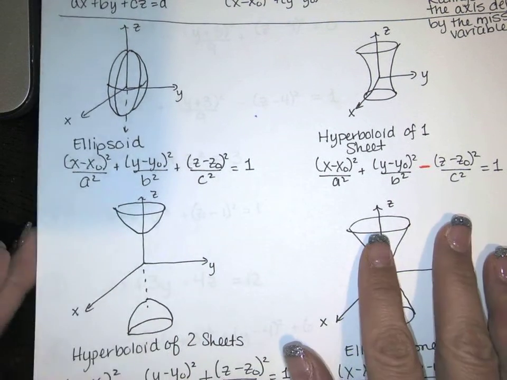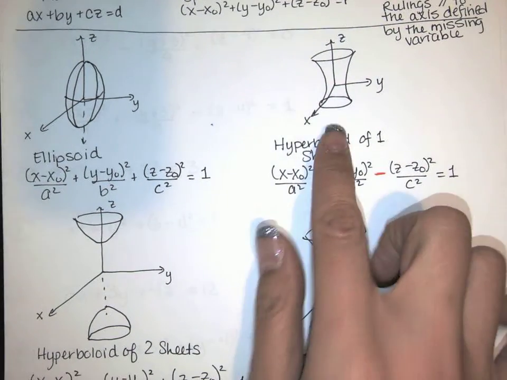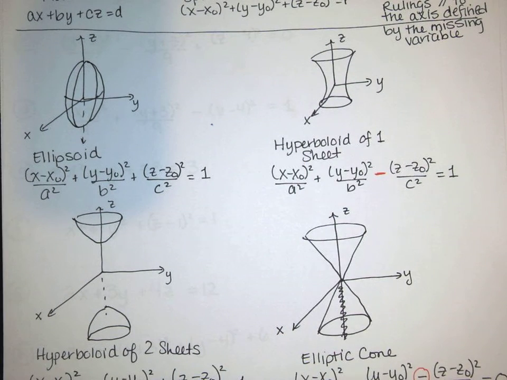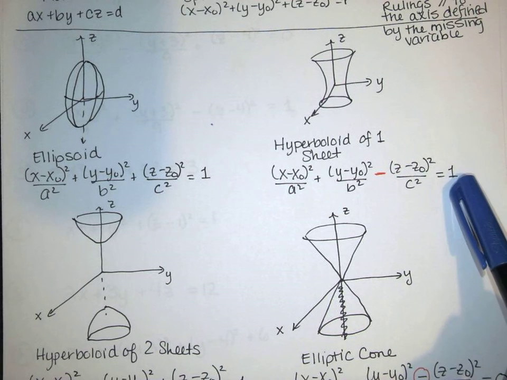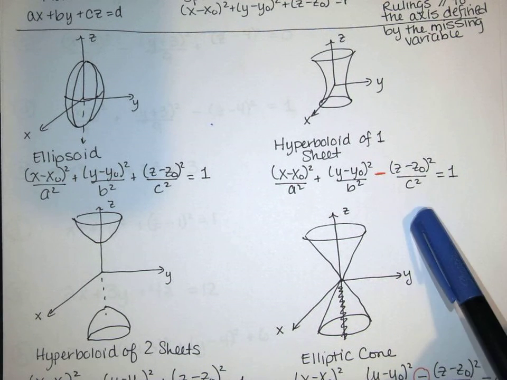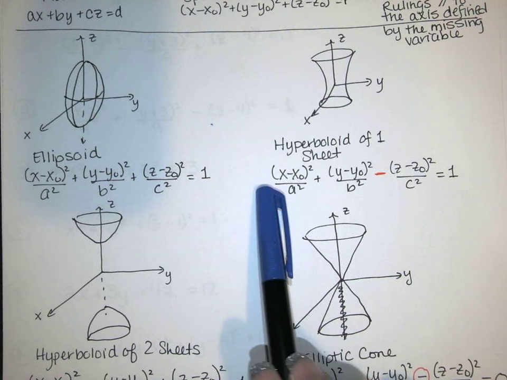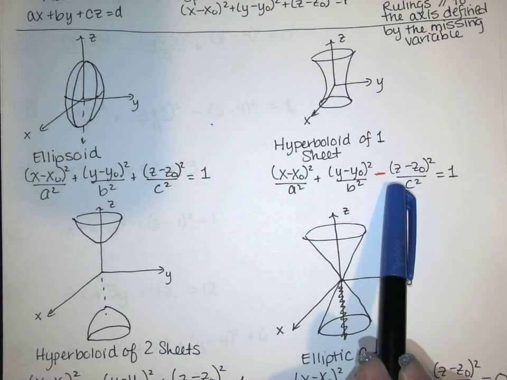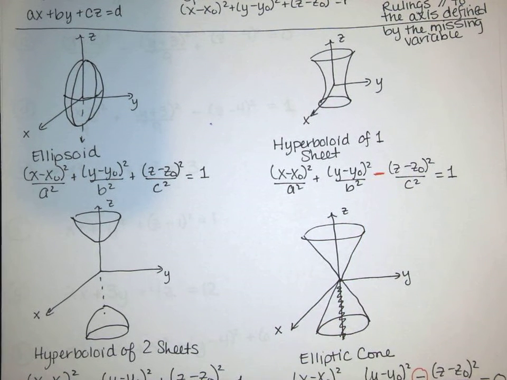Now, the hyperboloid of one sheet looks very similar, at least this equation does, but the graph looks very different. X, y, and z are all squared. You've got a 1 on the right-hand side, or if it's not a 1, you can make it a 1. If that was a 10, I could divide everything by 10, and it would be a 1. And notice I've got two terms that are positive and one term that is negative. This results in a hyperboloid of one sheet.